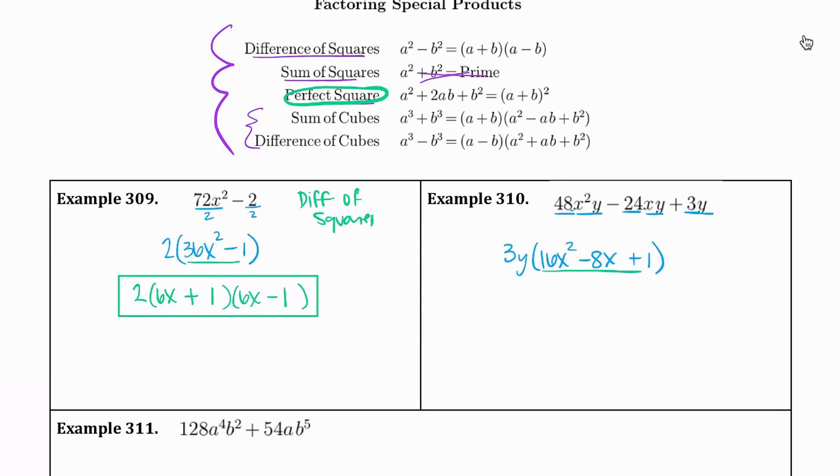But if we do recognize that this is a perfect square, this is a perfect square, we can factor this just like this above here. So the square root of the first one is 4x. The square root of the last one is 1. And we need our sign to be negative because we need those to add to give us negative 8. So we get 3y times 4x minus 1 squared.